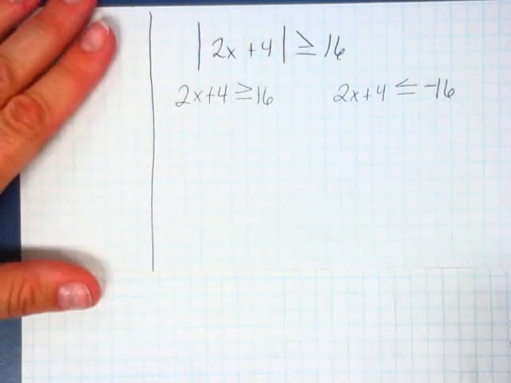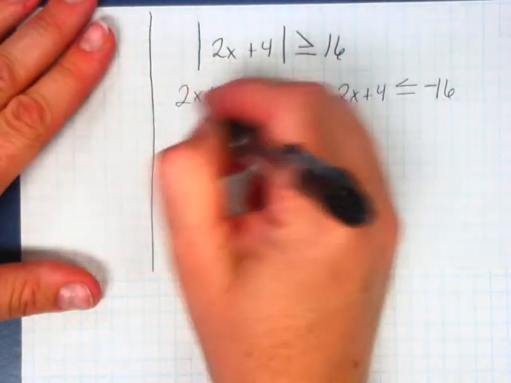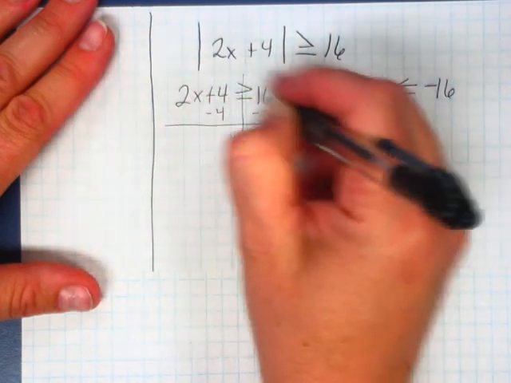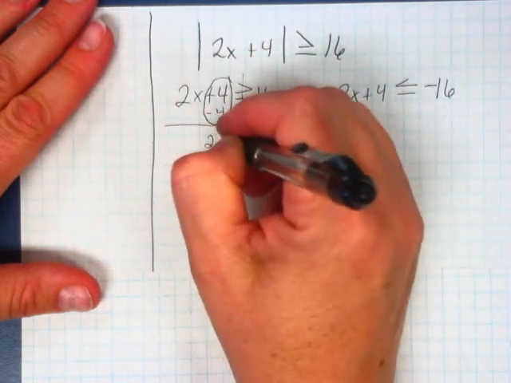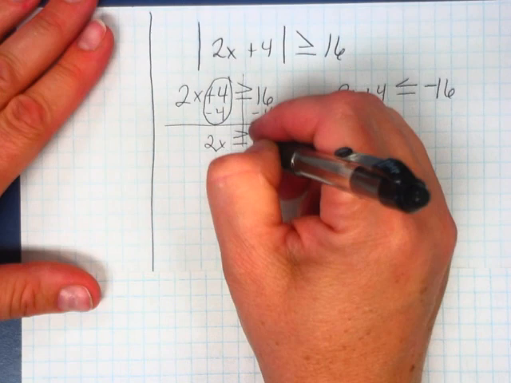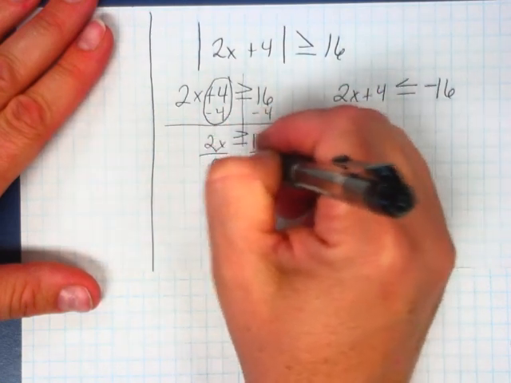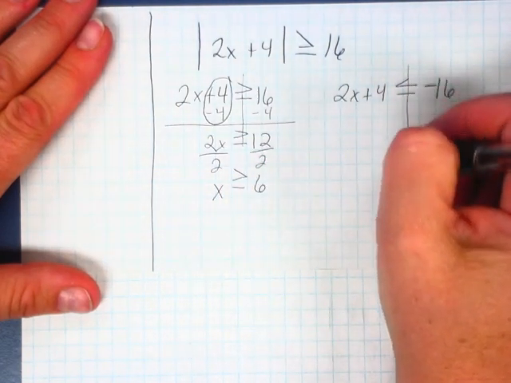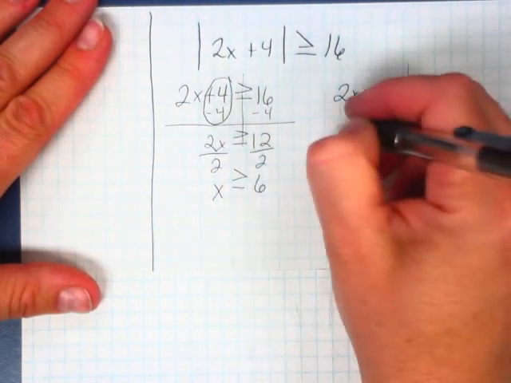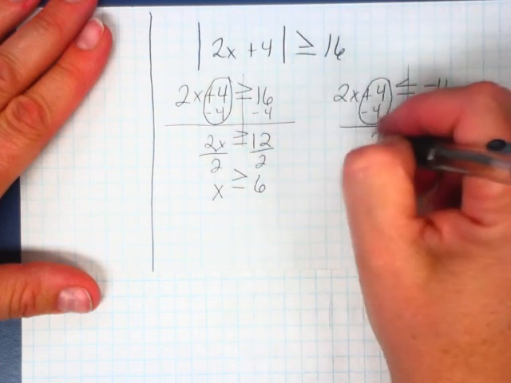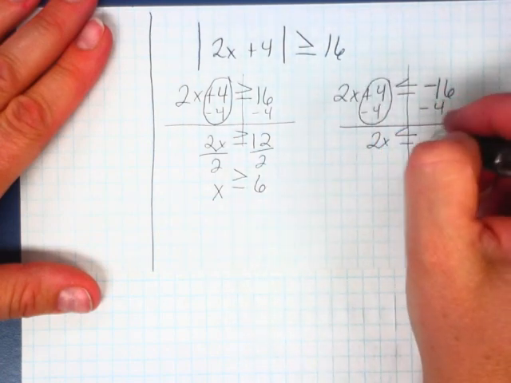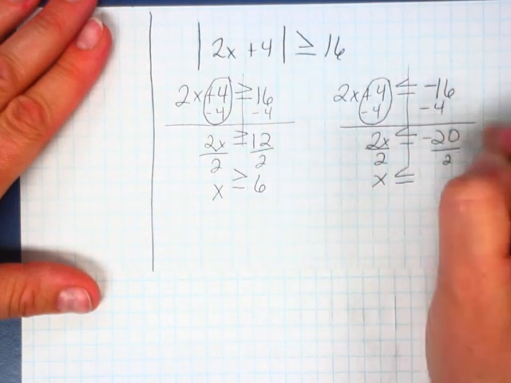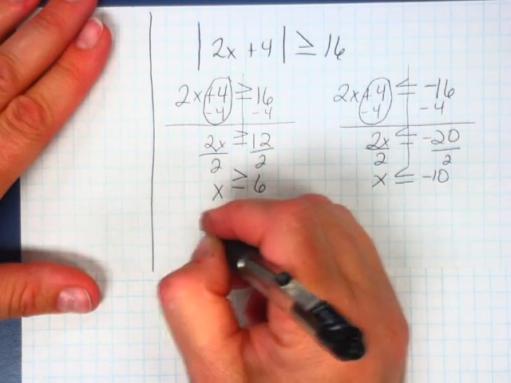So now we're going to solve it, and we're going to get that side with the x by itself. So we're going to subtract the 4 from both sides. So this is 0, and we're left with 2x is greater than or equal to 12. Divide by 2. X is greater than or equal to 6. Over here, we're going to subtract that 4 from both sides. This gives me a 0, and I'm left with 2x is less than or equal to negative 20. Divide by 2. X is less than or equal to negative 10. We go to graph that.